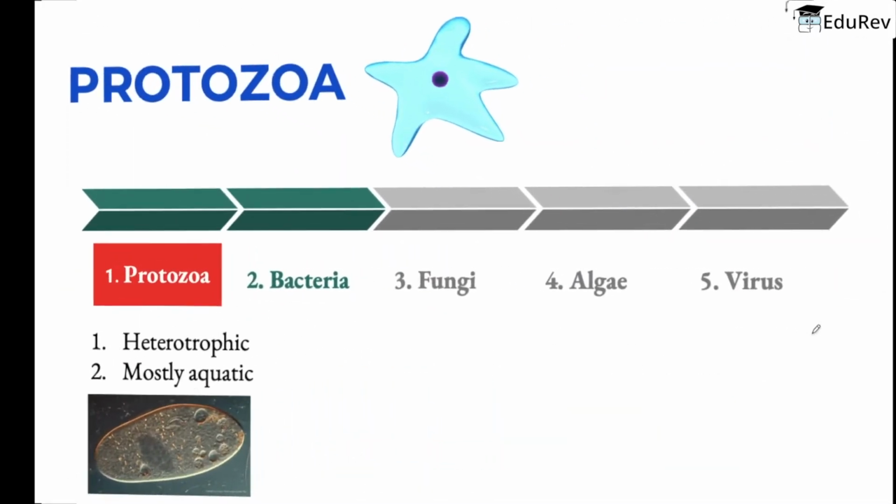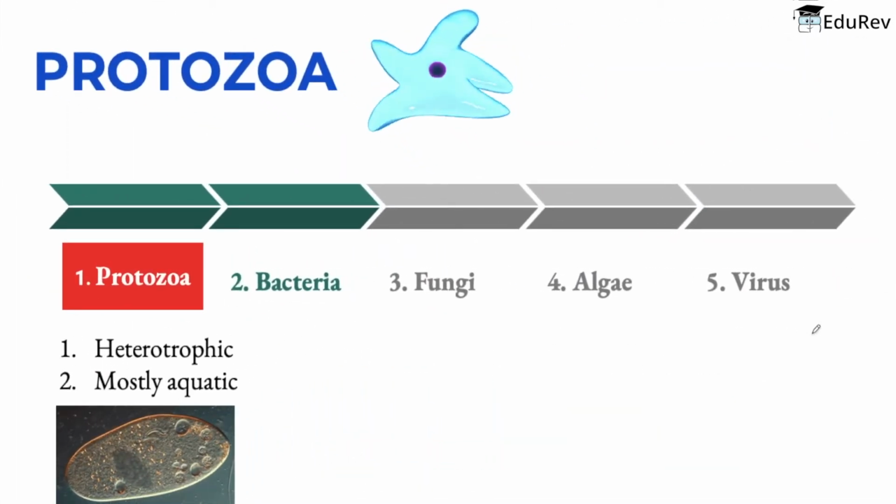Firstly, we are going to study protozoa. There are two important points which you need to keep in mind when we study protozoa. First, that they are heterotrophic. Heterotrophic means that they derive their food from other organisms, like we people. We people do not create our own food. We derive our food from, let's say, plants and animals. So, like us, protozoa are also heterotrophic. And secondly, they are mostly aquatic. That means that they are found in water.